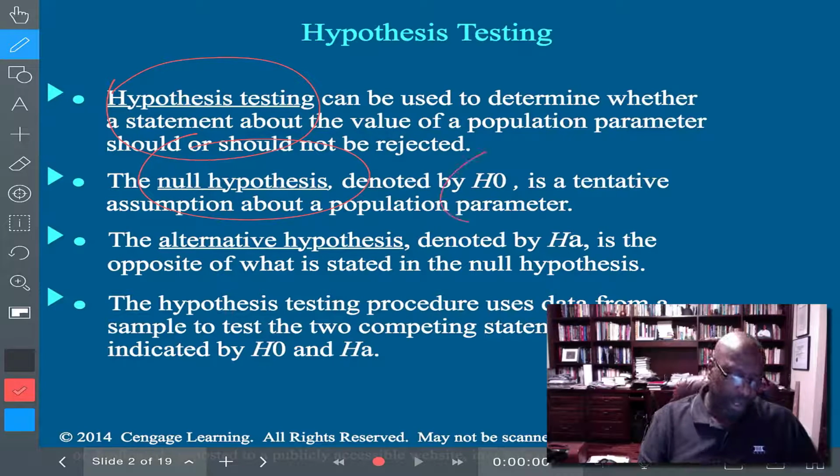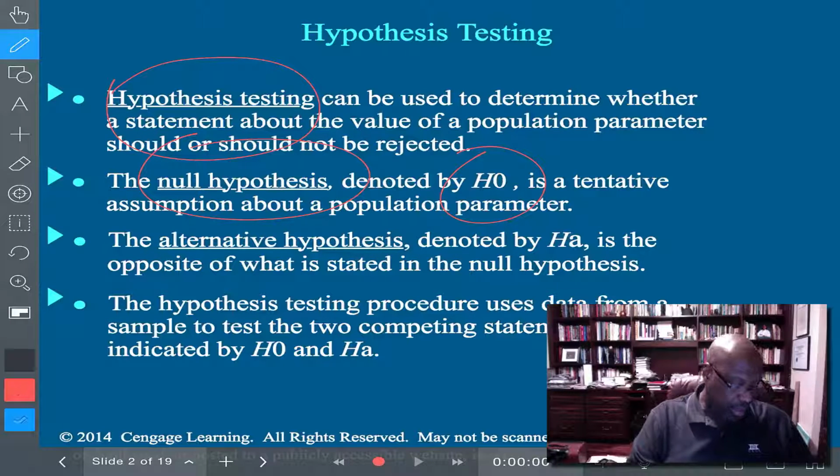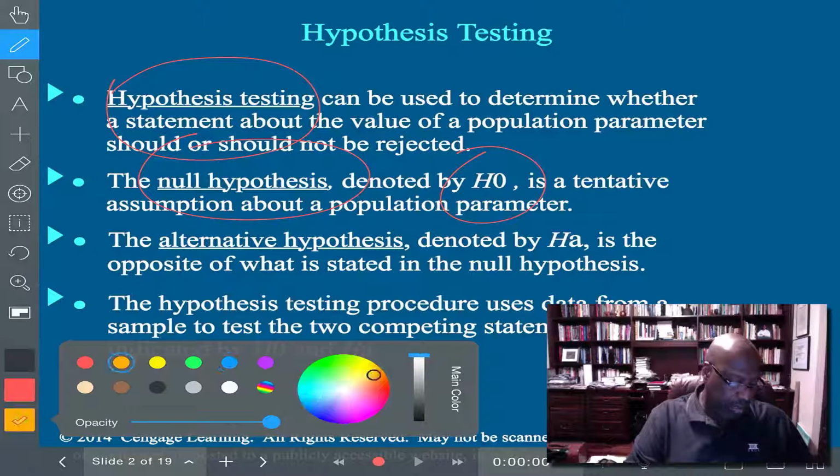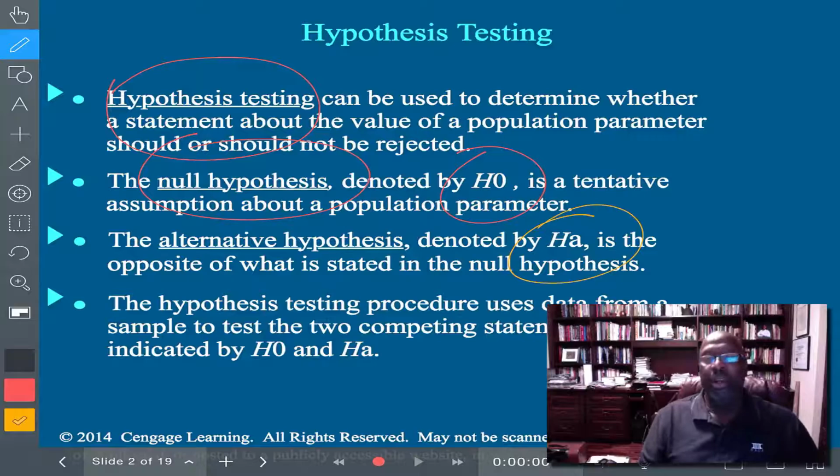So what we do, to be more formal, is we frame two hypotheses. The first one we call the null hypothesis, which is essentially stating what we believe to be true about the population. All right. But then what we want to prove, we call it HA, or the alternate hypothesis.